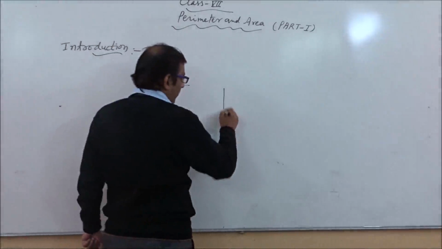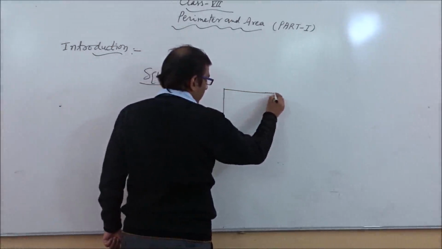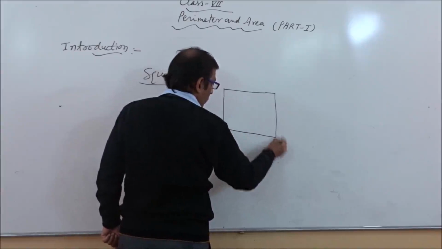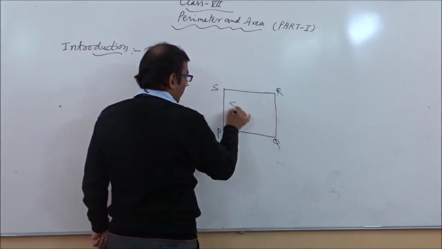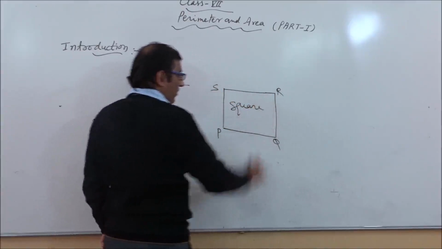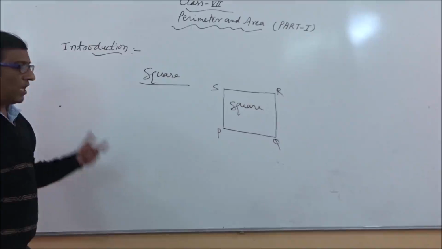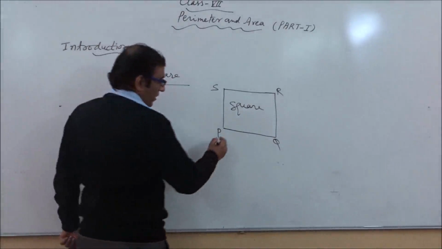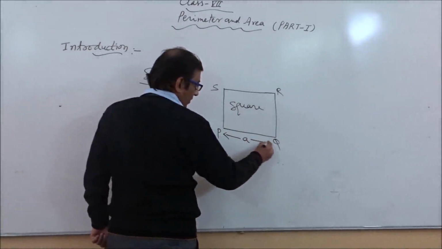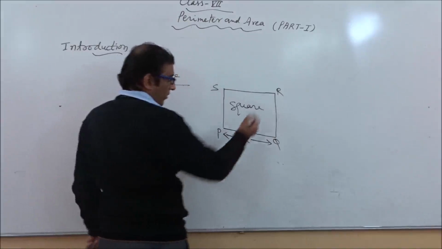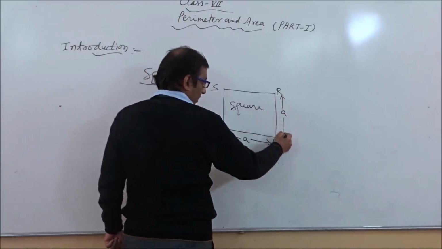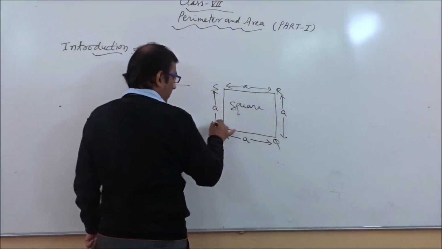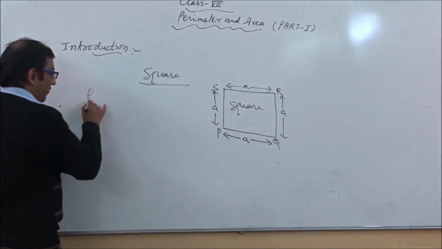So if I am saying this is the shape of a square, right? This is PQRS, and this is a square, right? So for this shape, how can we calculate perimeter and area? For example, if this is a square, all the sides are equal. So again it becomes A, this also becomes A, this also becomes A. How can we calculate the perimeter of a square?